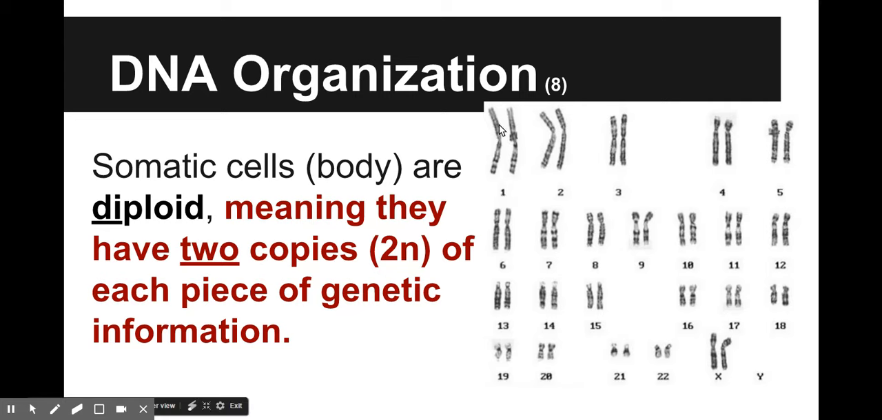But we notice that for chromosome number 1, you have 2 copies. Chromosome number 2, 2 copies. Chromosome number 3, 2 copies. That is what a diploid cell looks like. It has 2 copies of every single different chromosome.